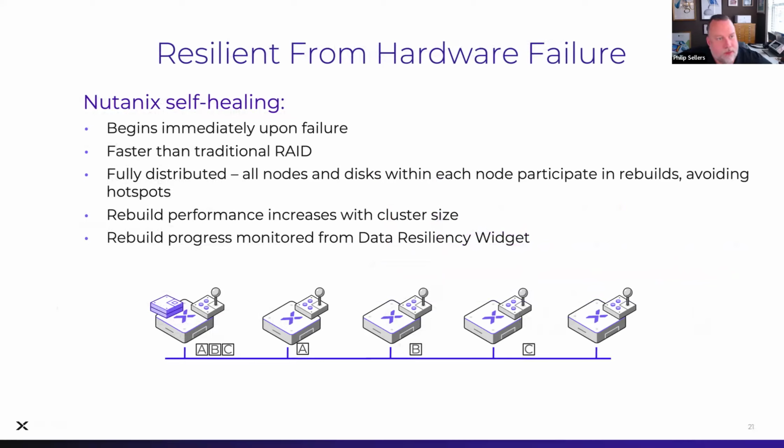Resiliency from hardware failure. So Nutanix self-healing begins immediately. As soon as there's a problem with a node, in this case node number 1 goes down, the virtual machine is going to automatically move to the next node. So that's HA. You have HA within any of the hypervisors that we talk about. It relies on that core hypervisor technology, restarts the virtual machine.